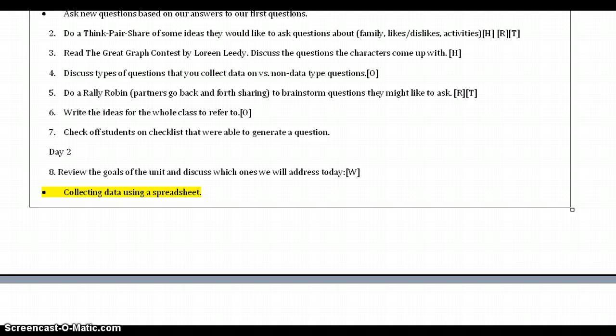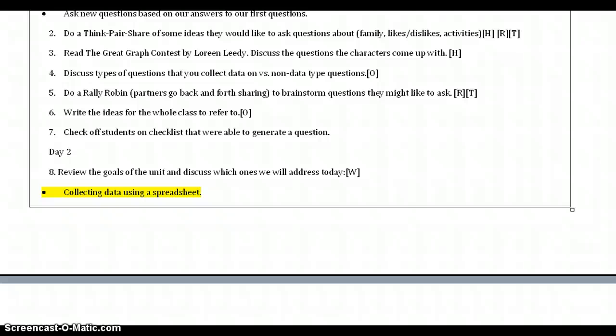Then we'll do a think, pair, share, which is a Kagan cooperative structure. So they'll be thinking about some ideas of questions they might have, and then pairing and sharing. And this will give them some flexibility of learning what types of questions are appropriate and how we can be collecting data on those. And then we'll start a story called The Great Graph Contest by Lorene Leedy.